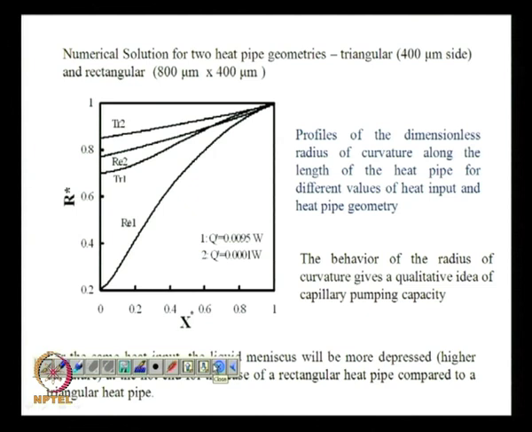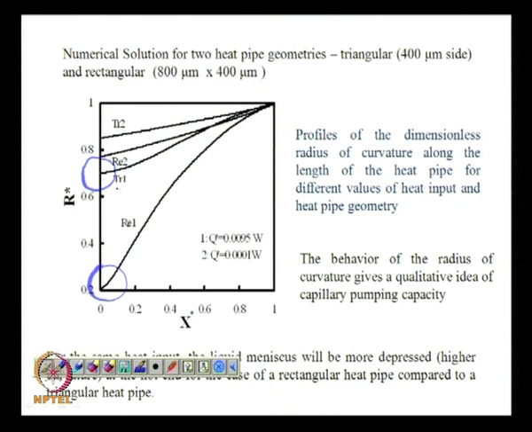Now, what you can see is that for RE1, for some value of the heat flux, the radius of curvature has come down to about 0.2, whereas for the same heat input, the radius of curvature even at the hot end is close to 0.7. So, with a triangular groove, I can still increase the heat flux to a higher value, and the triangular groove will resist the formation of a dry spot up to a higher value.